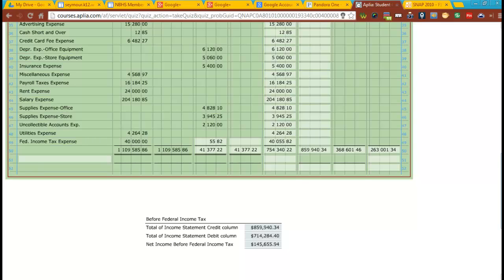So when we do that, we should get a net income of $105,600.12. Now, how do we know that it works? I take what I put on the debit column and put it over here as a credit. And now I need to add down. When I add down 263,001.34 plus 105,600.12, it equals 368,601.46. Does that make our life happy?